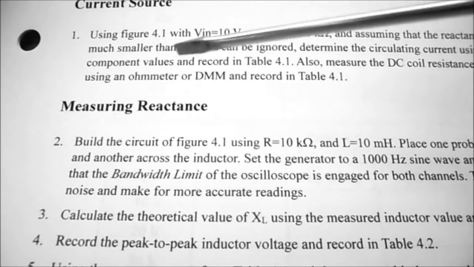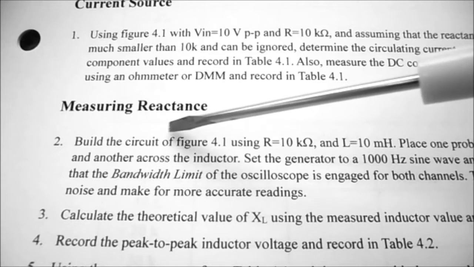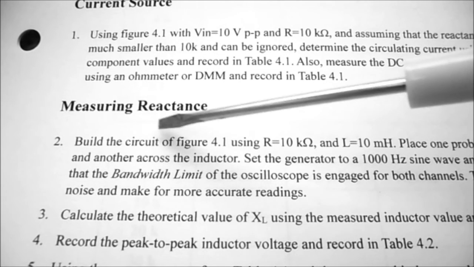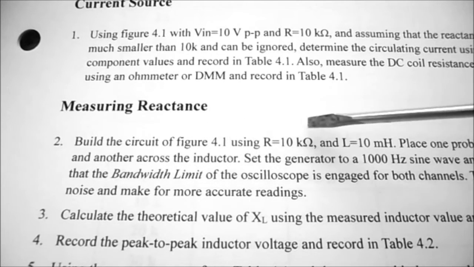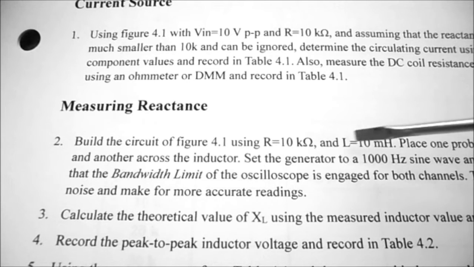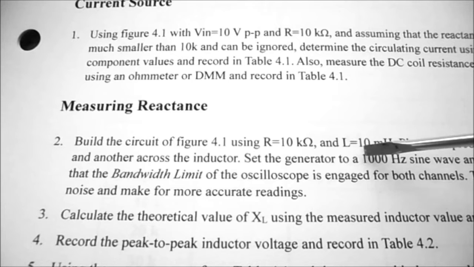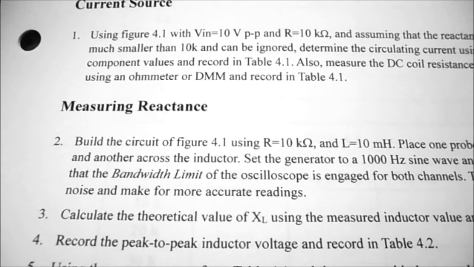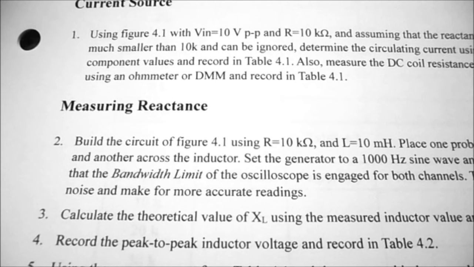So under procedure, step number 2, we're going to be measuring reactance. We're going to build the circuit of figure 4.1 using R of 10K and L of 10 millihenries. We're going to place one probe across the generator and another across the inductor. We're to set the generator to a 1 kilohertz sine wave, so that's 1000 hertz. And we need to set it up for 10 volts peak to peak. So setting up for 10 volts peak to peak will have to be done on the oscilloscope.